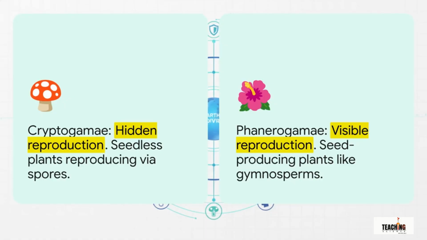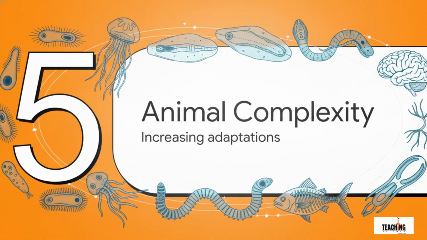Before we move on, let's clear up a really common confusion. Plants are broadly divided into two major reproductive groups. Cryptogamy comes from Greek words that mean hidden reproduction. These are your seedless, spore-producing plants, the thallophytes, bryophytes, and pteridophytes. On the flip side, we have phanerogamy, which means visible reproduction. These plants possess well-differentiated reproductive tissues and actually produce seeds. So this includes both the gymnosperms and the angiosperms. Simple, right? Now let's shift gears to Section 5, Animal Kingdom, and its increasing complexity.